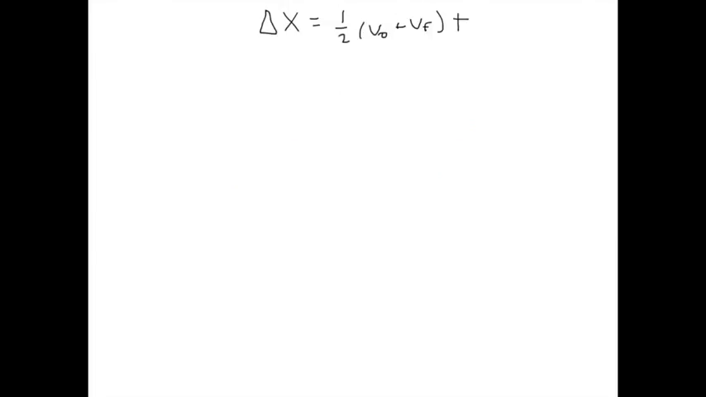So now we're going to move on to an equation that will help us find displacement in situations with constant acceleration. We're going to start with this equation I have up on the screen here. Delta x, that's displacement, that's what we're trying to solve for, equals 1/2 times v initial plus v final. That quantity right there is the average velocity of the object as it accelerates.